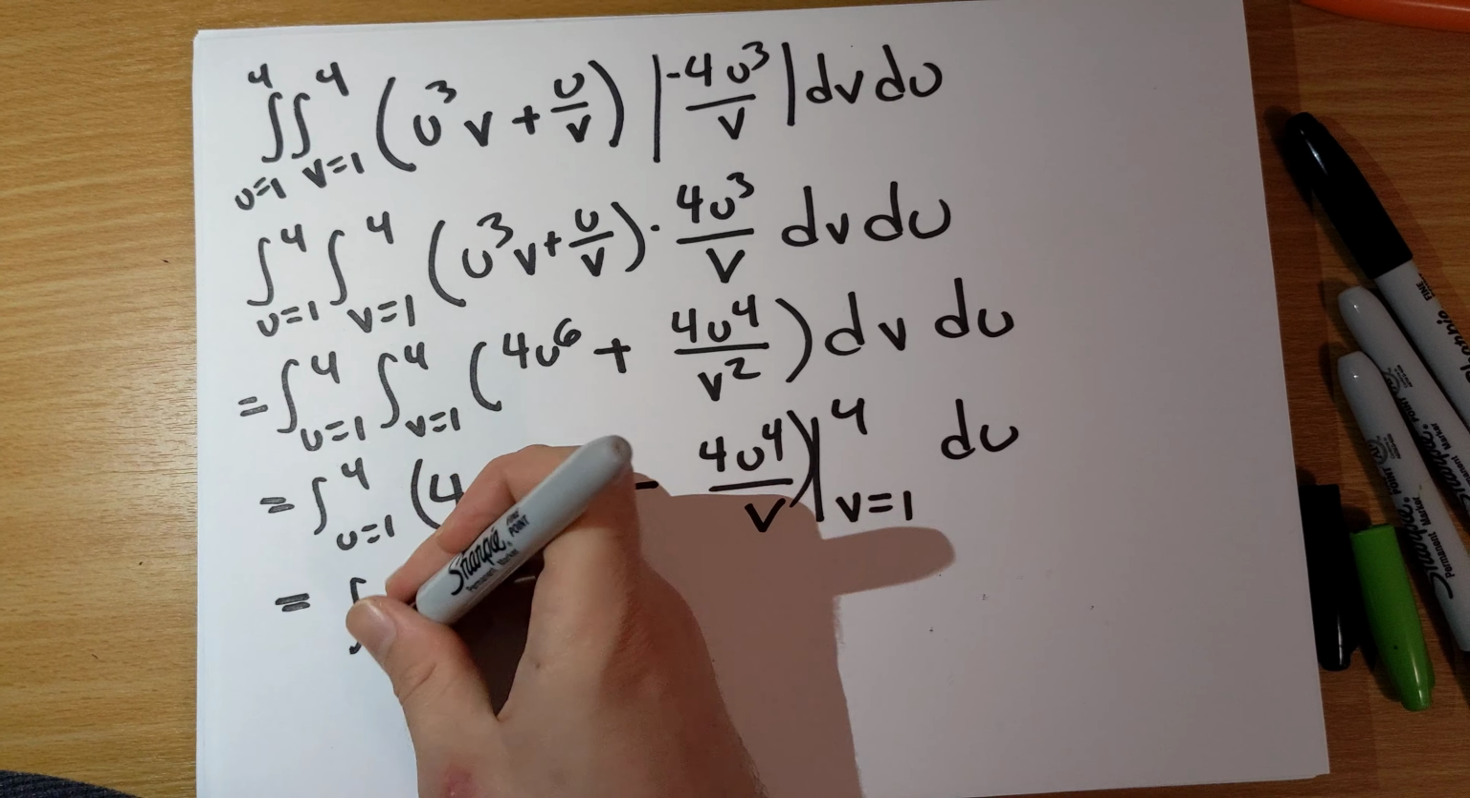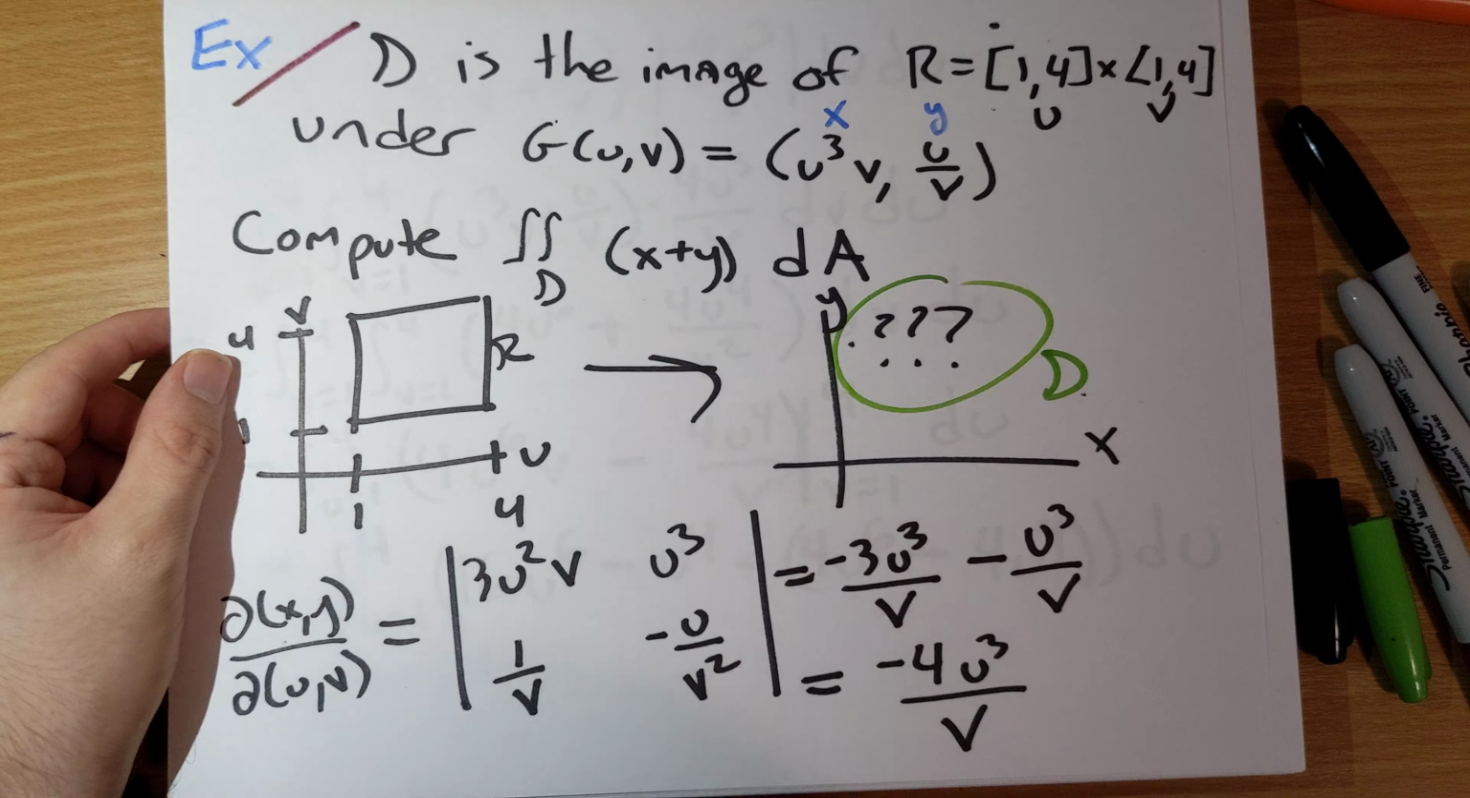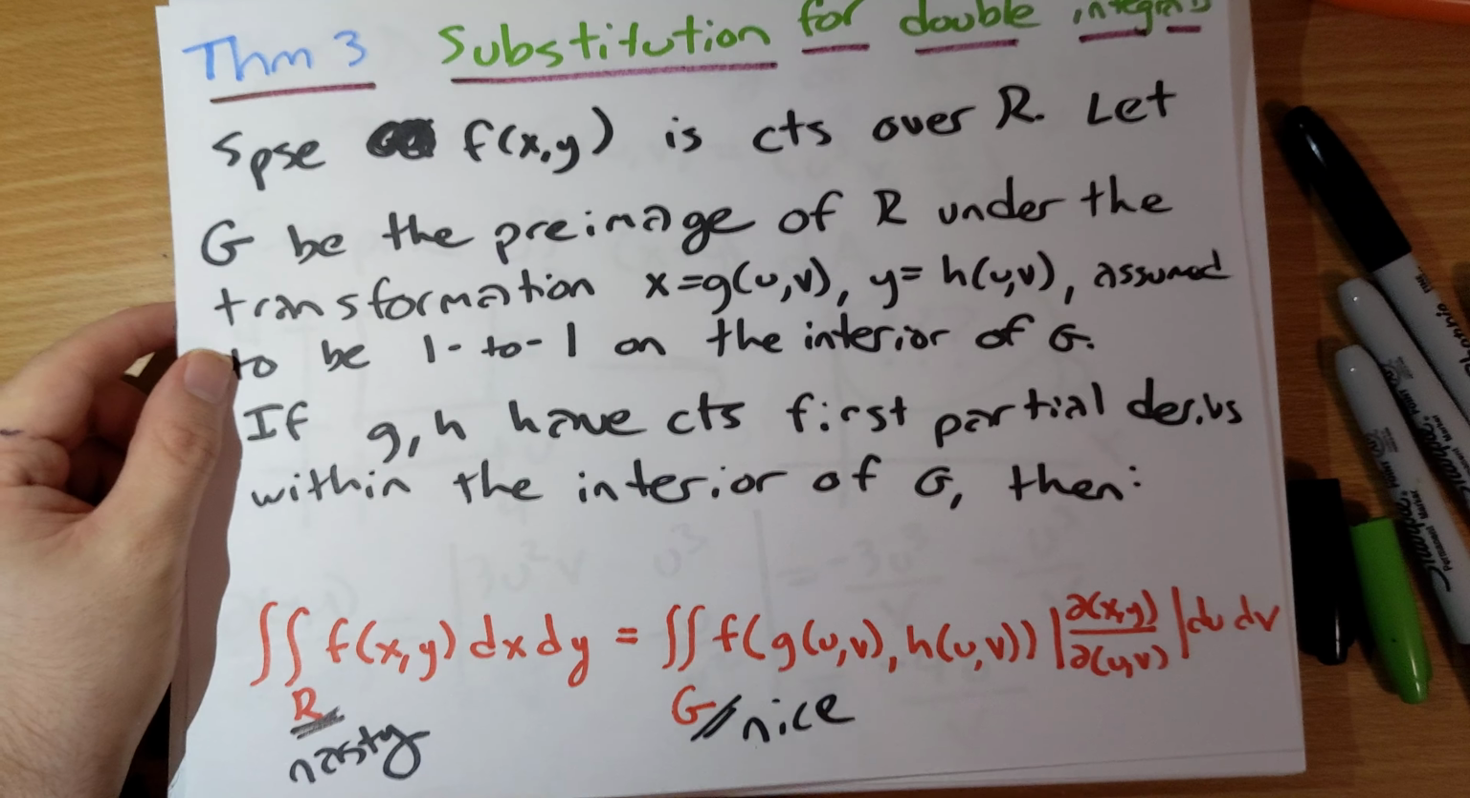u is equal from 1 to 4. 4 times 4 is 16u to the 6, minus 4 over 4, u to the 4th, minus plug in 1, 4u to the 6, minus 4u to the 4th. Get my parentheses here, and I think this is a good place to stop. You can finish off the problem if you want to. The important thing is realizing that this looks weird, but we don't have to worry about what the region looks like. We just use this awesome theorem here.